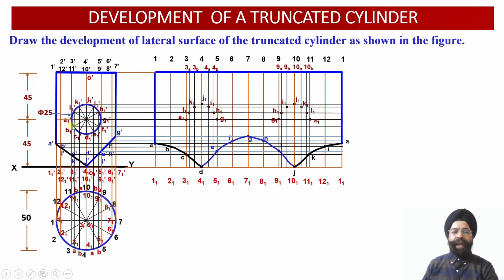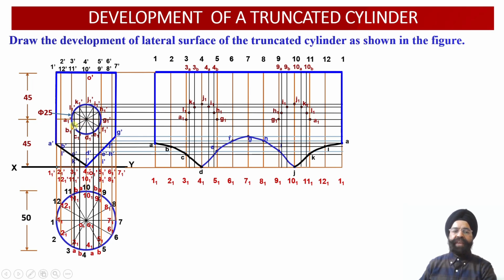Now the next 2 points happen to be B1 dash and F1 dash. Through points B1 dash and F1 dash, we have drawn a horizontal projector line over here. So let us evaluate onto which vertical projectors we are going to obtain the points B1 dash and F1 dash over here.